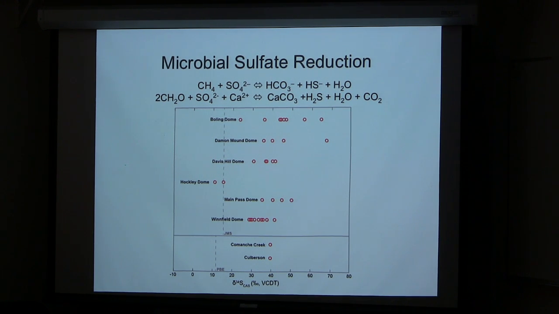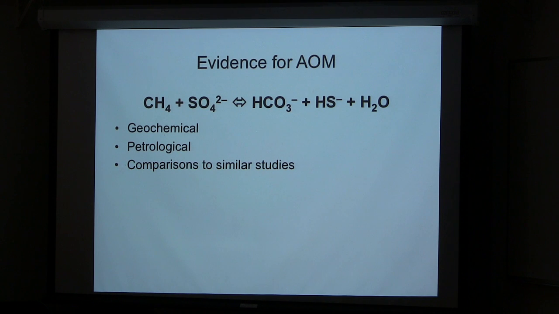So these results collectively indicate that the anaerobic oxidation of methane is the reaction responsible for this carbonate precipitation. Anaerobic oxidation of methane, or AOM, couples the oxidation of methane to the reduction of sulfate to form the bicarbonate ion.